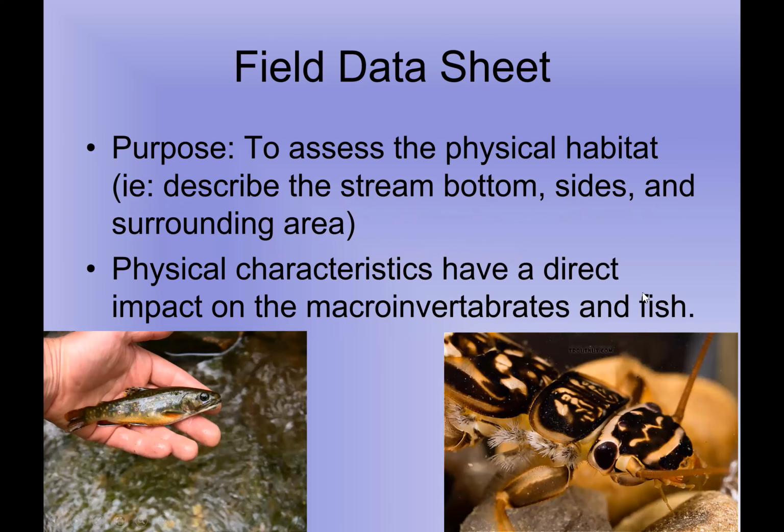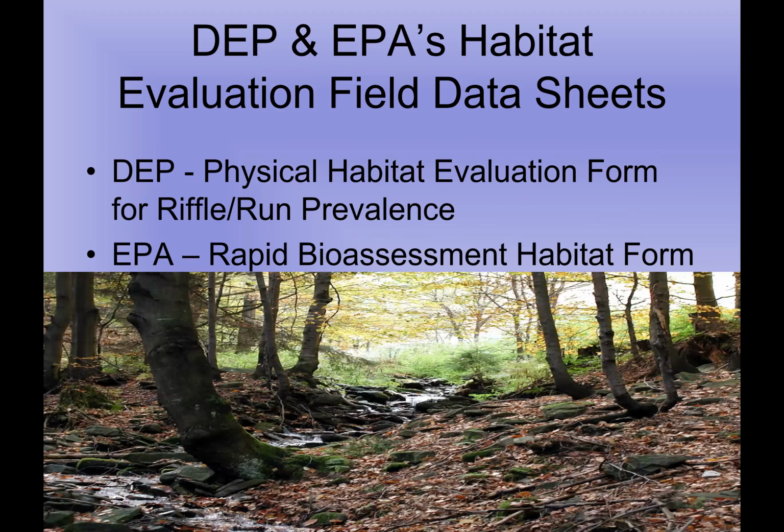The purpose is, like I said, to assess the physical habitat, describe the stream bottom, the sides, surrounding areas, and physical characteristics. Basically, they have a direct impact on the fish and the macroinvertebrates in that particular area. And that's really what this data sheet and assessment is all about.